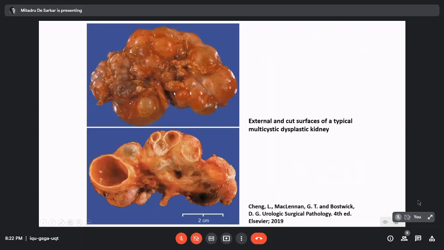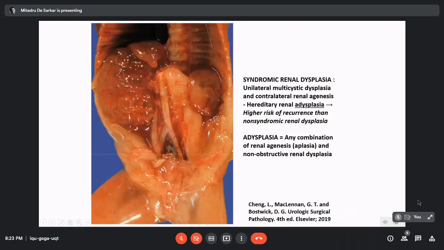This is another case where the external surface looks kind of like ADPKD, and the cut surface shows multiple cysts throughout the cortex as well as the medulla. Now this is an interesting scenario where you get cystic change within the kidney on one side, whereas the contralateral kidney has actually undergone atrophy into a small nubbin. So basically you have cystic dysplasia on one side and contralateral renal agenesis.